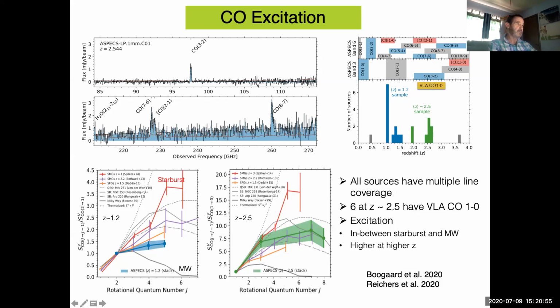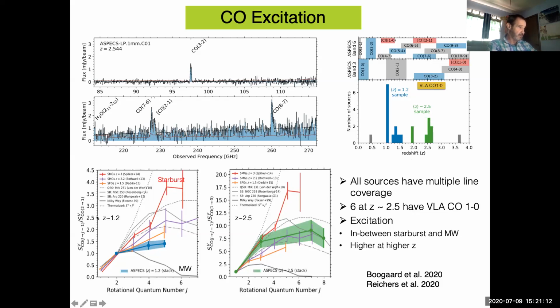On the left here, you see an example of the different spectra for one source. This is a 2.5 redshift source, CO 3 to 2, different CO high order lines at higher frequency, as well as some other lines. Beautiful data, by the way. And it will go public in the next month or so.